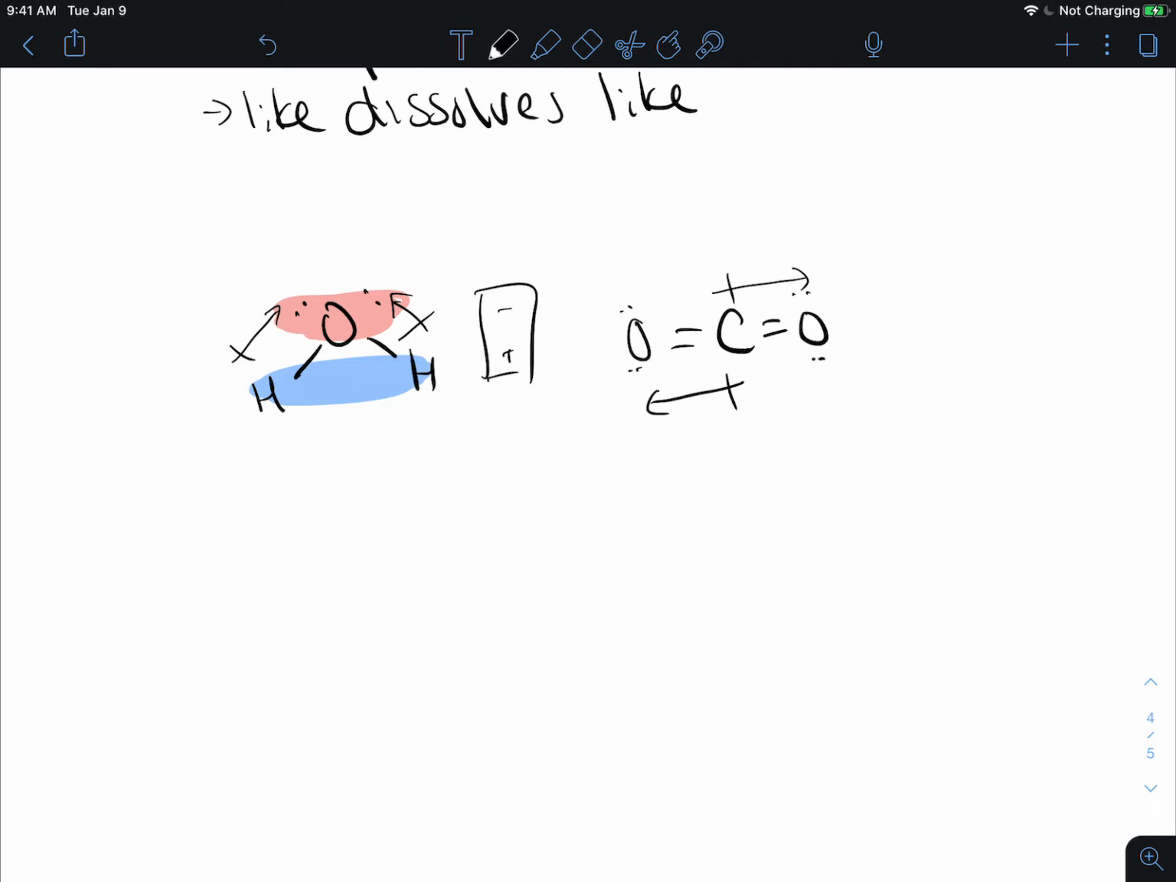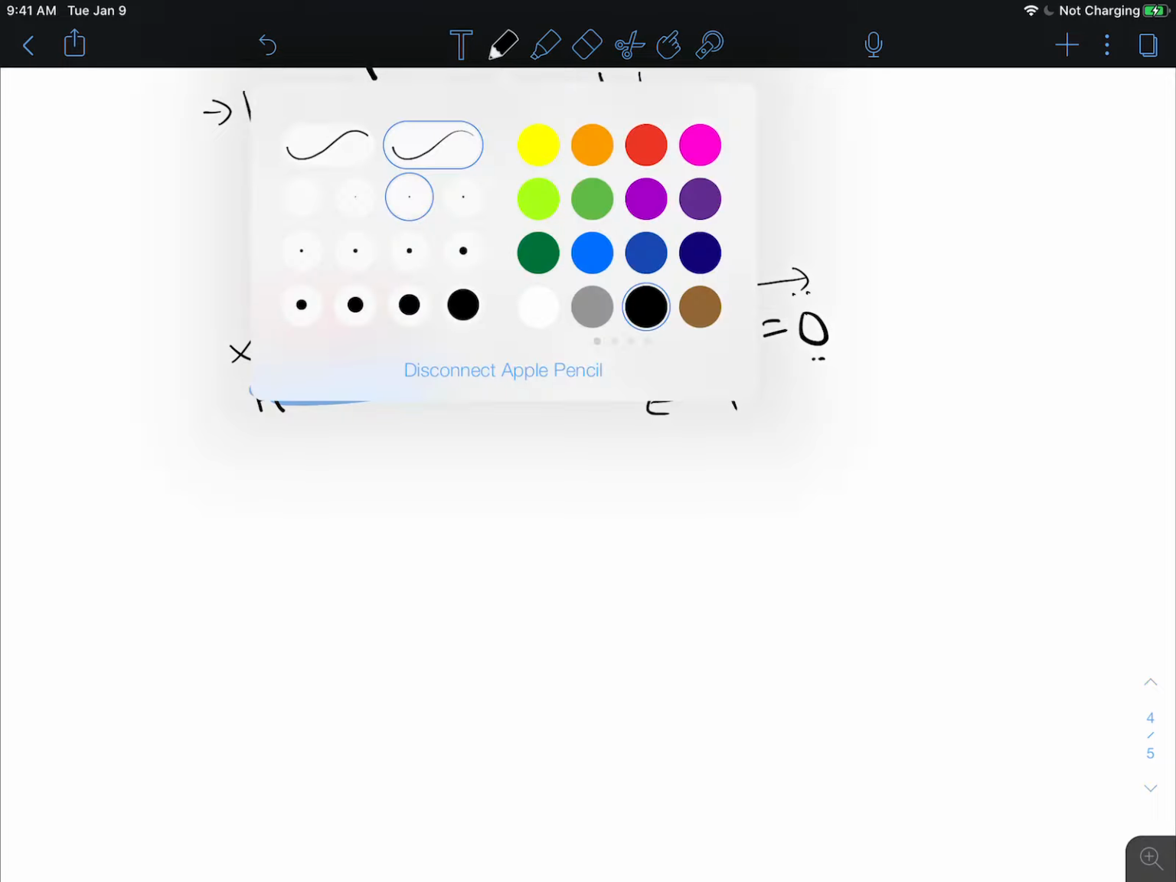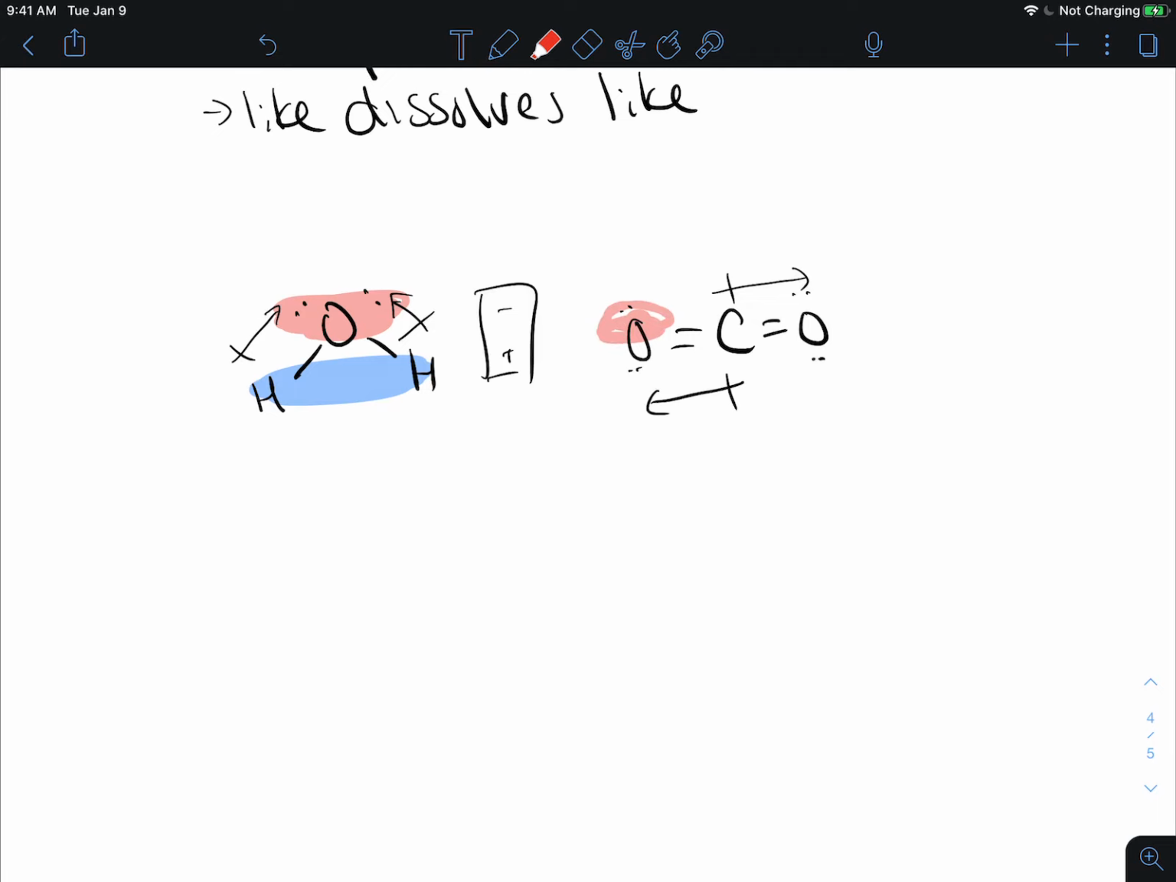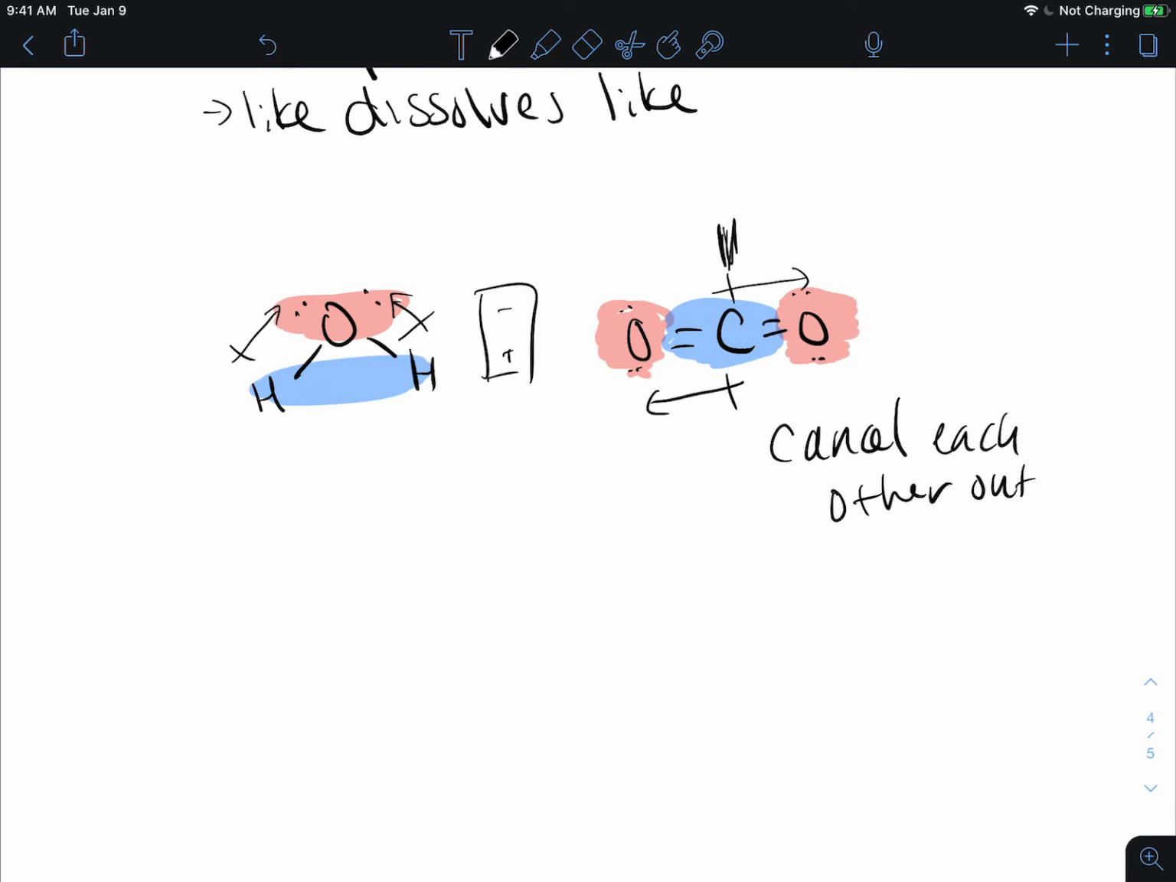Look over at carbon dioxide. We have two bond dipoles in equal but opposite directions. We have a negative area here, a negative area here, and a positive area in the middle, but they average to the same place. Our negative area is going to average in the center, and our positive area is going to average in the center, so they will cancel each other out.